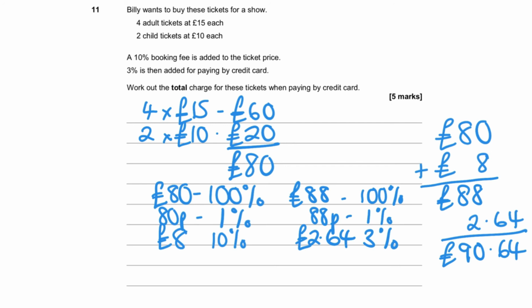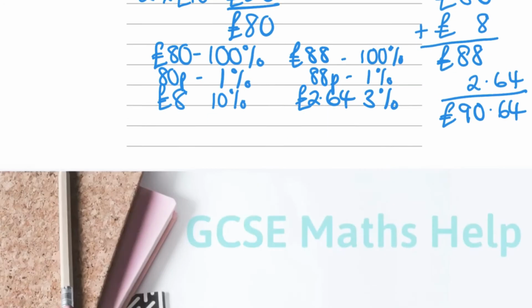So in these real life scenarios, you need to think logically about what's happening so that we do everything in the right order and you find the right percentage of the right number. So when we buy tickets in the real world, we have the ticket price, add the booking fee on, and then there's a charge for using your credit card at the end of the purchase. You don't buy your tickets, use your credit card, pay up, and then pay a separate booking fee. So just make sure you think about the order that you do things in these real life situations.